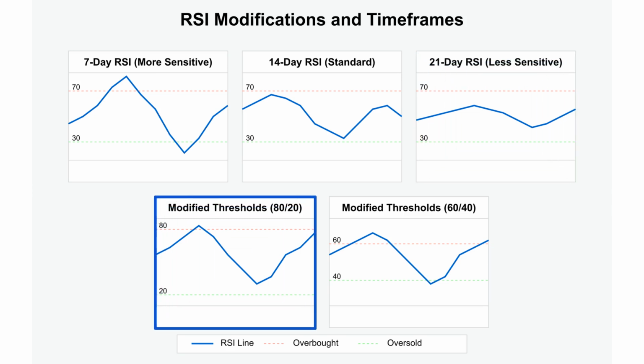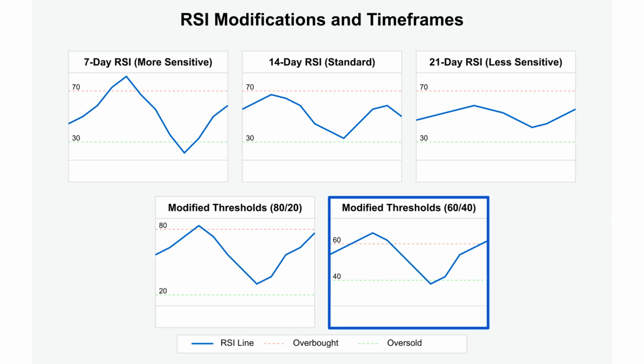Tighter thresholds, 80/20, produce more conservative signals, reducing false alerts but causing delayed entries and exits. Looser thresholds, 60/40, identify early trend shifts and offer timely entries, though with a higher risk of premature signals. Remember that these modifications should align with your trading strategy and risk tolerance.